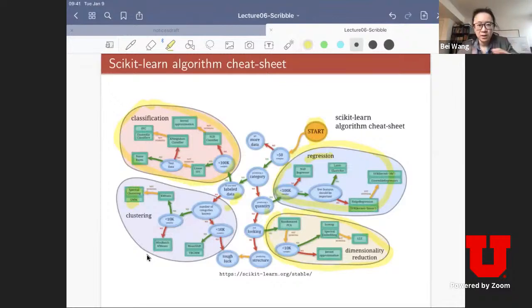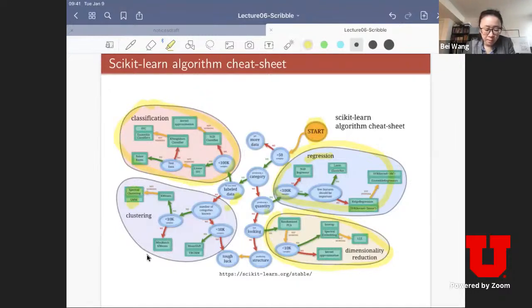Of course, this flow chart isn't necessarily perfect because there are always exceptions, but at least it gives you a rough idea of how you can apply machine learning algorithms to your data set, depending on the type of data you have.